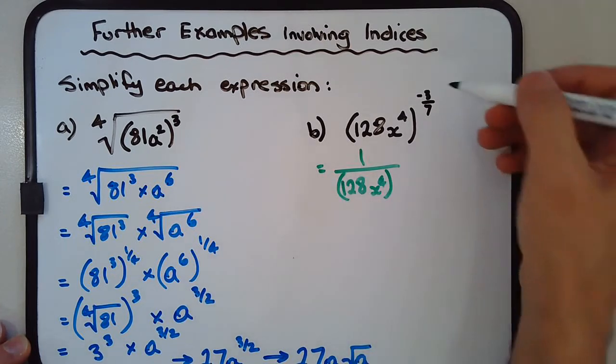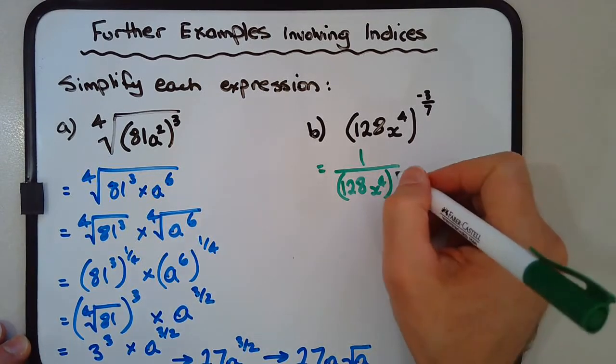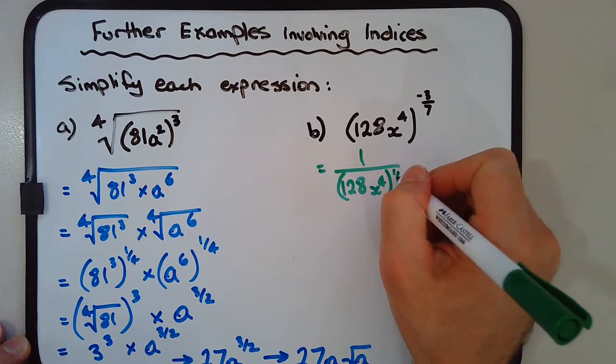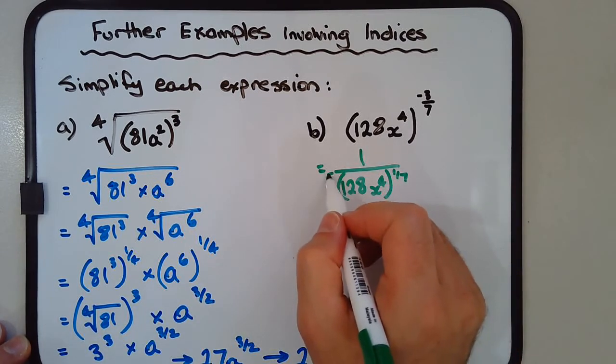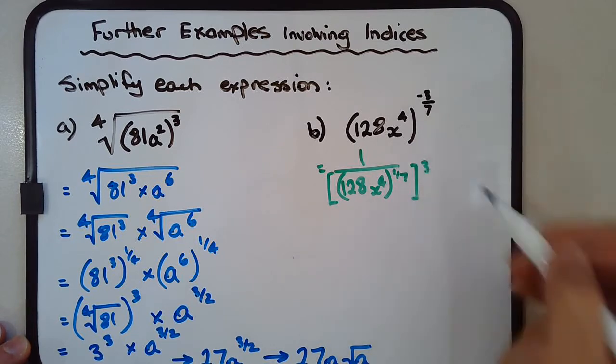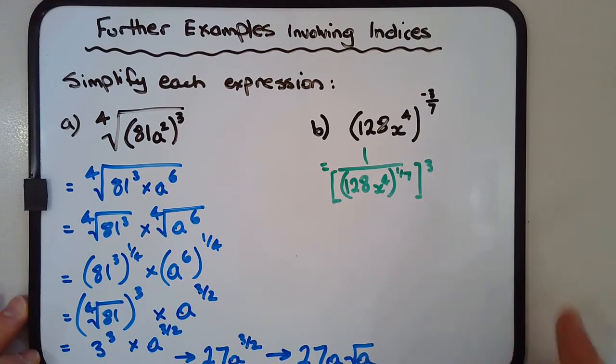Now that's to the power of 3 over 7. So I'm going to raise it to the power of 1 on 7 first, and then I'm going to raise it to the power of 3. And I've chosen this order for a reason. Have a think about it.